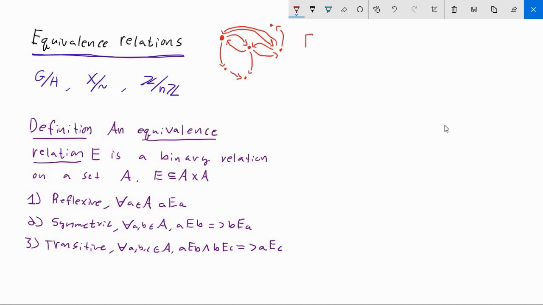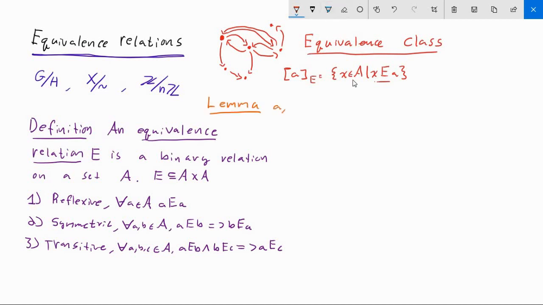So that brings us to the definition of an equivalence class. An equivalence class is a set which is defined to be all those elements x in A such that x is related to a through our equivalence relation E. Now notice this definition would be the same if we said a related to x, because of the symmetry condition on equivalence relations.